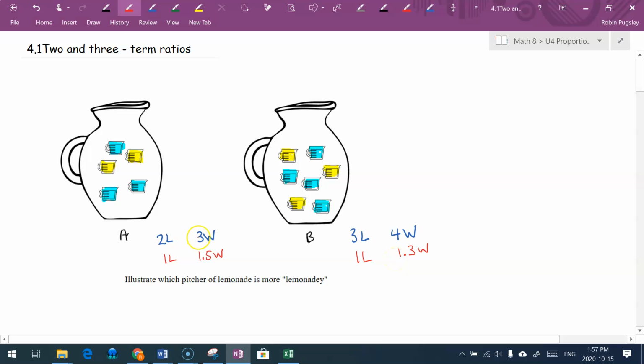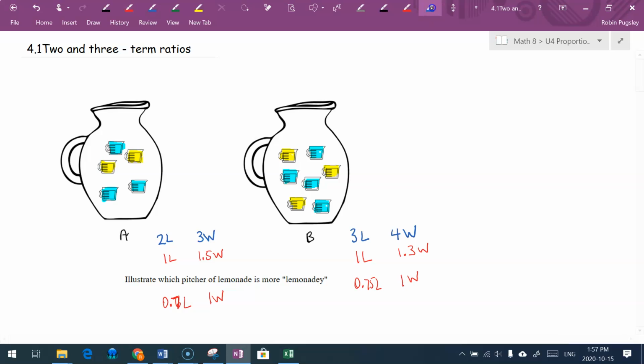Or I could have said, instead, let's just get 1 cup of water. So if I divide by 3, I get 1 cup of water. 2 divided by 3 is about 0.67, so we'll just say 0.7 for rounding off. So we have about 0.7 cups of lemonade for 1 cup of water. If we divide by 4, I get 1 cup of water, and since I've broken that into 4 equal groups, I need to break the lemonade into 4 equal groups, which is 0.75 cups of lemonade. So this one has more lemonade for water.